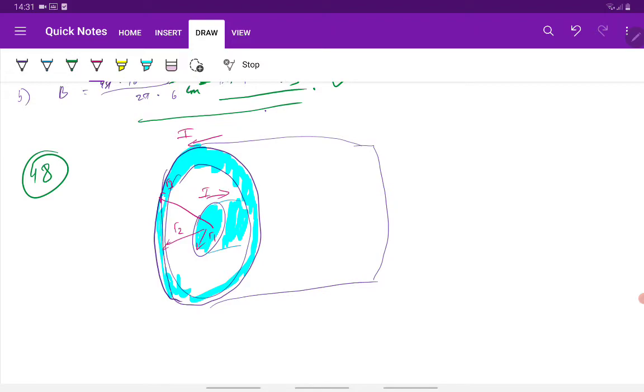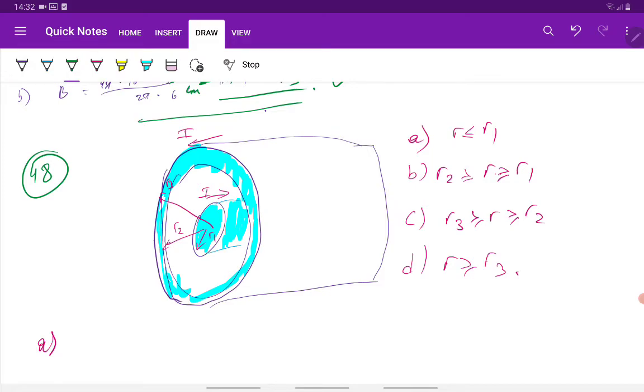So we need to find magnetic fields in region A, R less than R1, inside this; in part B, between R1 and R2, this empty space; and in C, between R2 and R3. I think I made the reverse: R2 bigger than R, and R bigger than R1, and R3 bigger than R in this direction, which is here. And finally we have to find the field outside this.